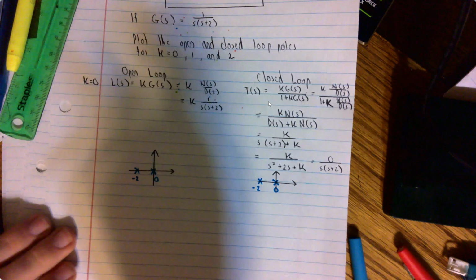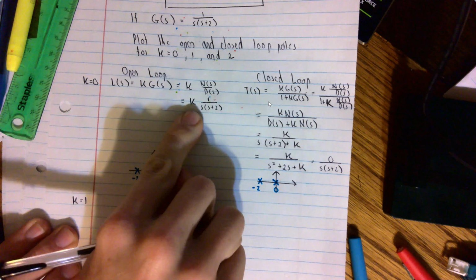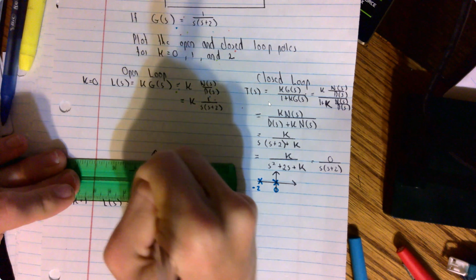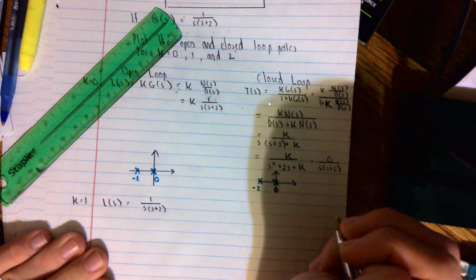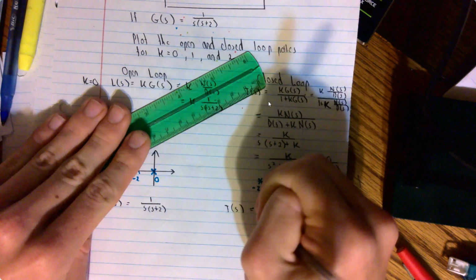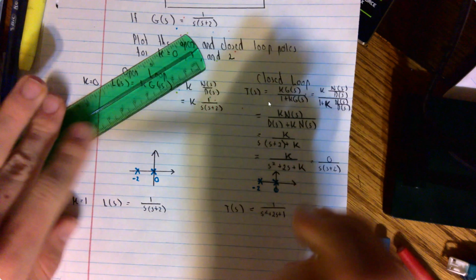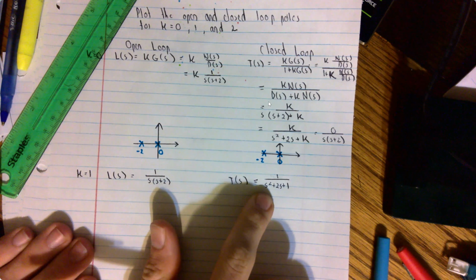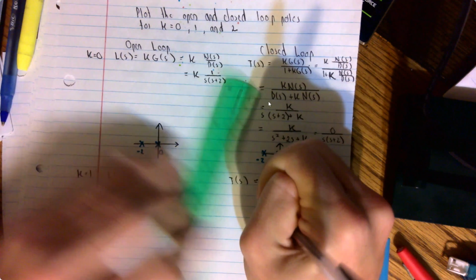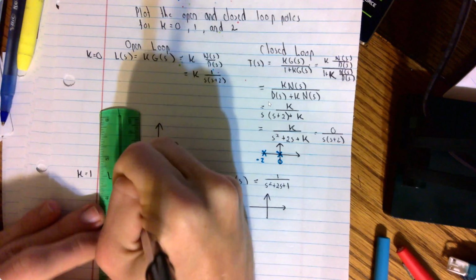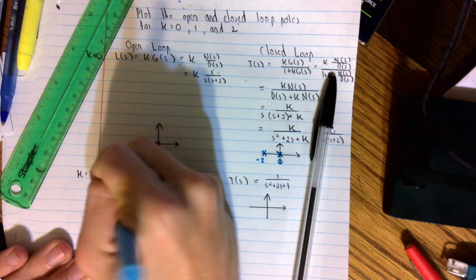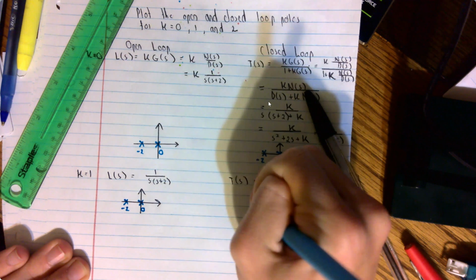Now when K equals 1, substituting in for your L of S, it's going to equal 1 all over S times S plus 2. And then your T of S for your closed loop system is going to equal 1 over S squared plus 2S plus 1. And so what you're going to notice is when you solve this denominator, you're going to get two poles specifically at -1. But here, your open loop poles are going to remain in the same location at 0 and -2, where here you're going to get two repeating poles at -1.